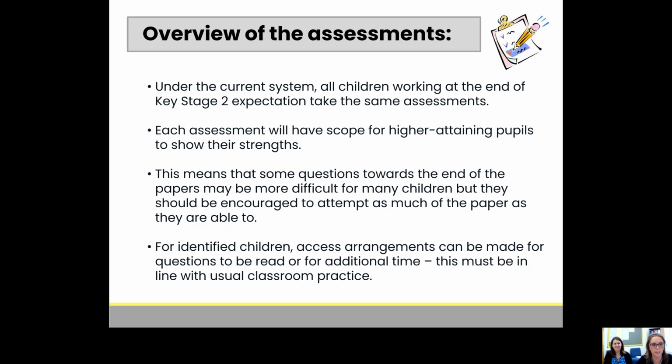Okay. So thinking more about the papers here, all of the children sit the same assessment papers and they're encouraged to attempt all of the questions to the best of their ability. So there aren't separate papers of differing levels of ability. Instead, the questions get progressively more challenging, and this allows scope for higher attaining pupils to demonstrate their breadth of understanding, working at what we may call a greater depth level.